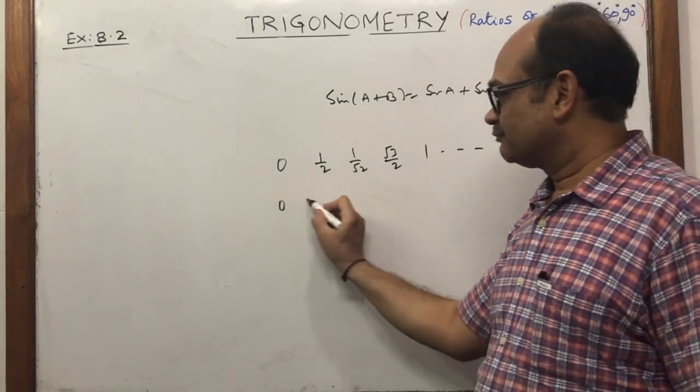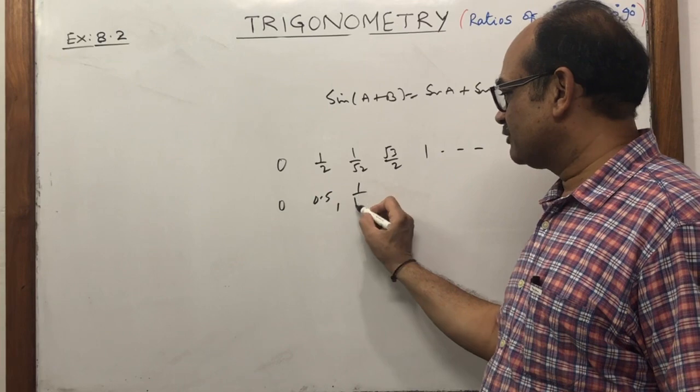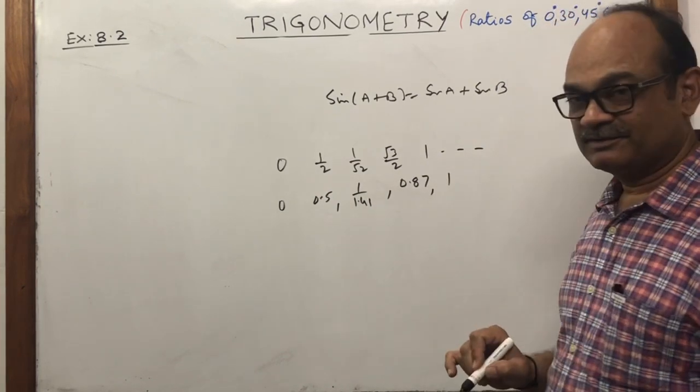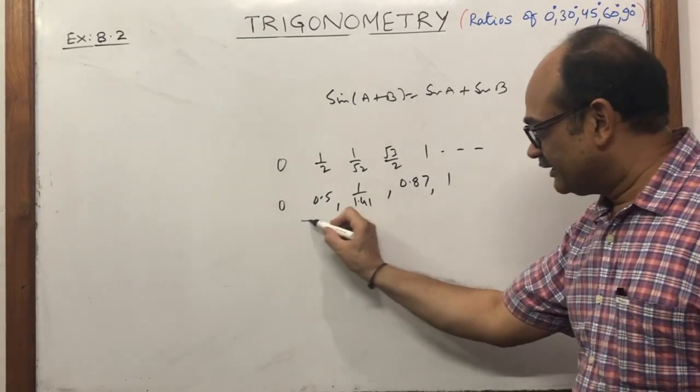It is nothing but 0.5. It is nothing but 1.41. It is nothing but 0.87 and it is 1. So the value is in increasing order.